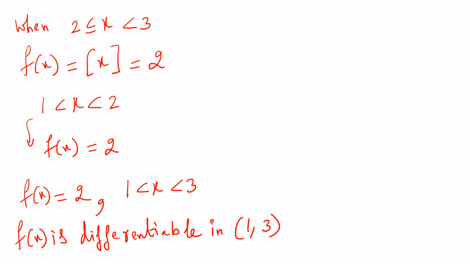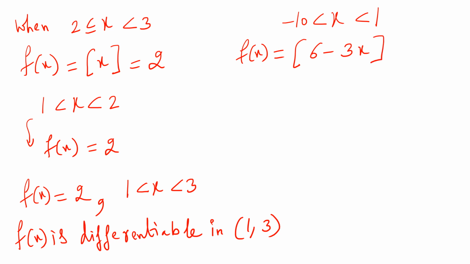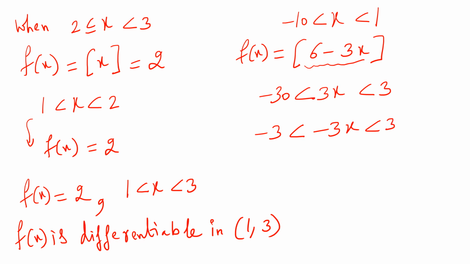Right? Now students, we discussed the interval when x is greater than minus 10 and less than 1. In this particular interval, f(x) is equal to GIF of 6 minus 3x. And we know that the greatest integer function becomes non-differentiable at all values of x for which its input becomes an integer. So now we will have to find the interval for 6 minus 3x. Now when x is greater than minus 10 and less than 1, then 3x lies between minus 30 and 3. So minus 3x is greater than minus 3 and less than 30. Just add 6 throughout this inequation.